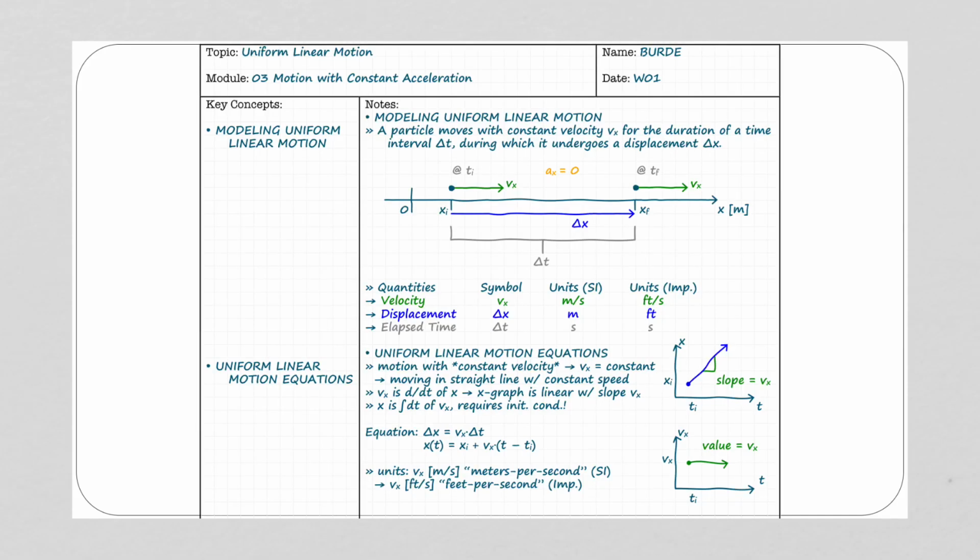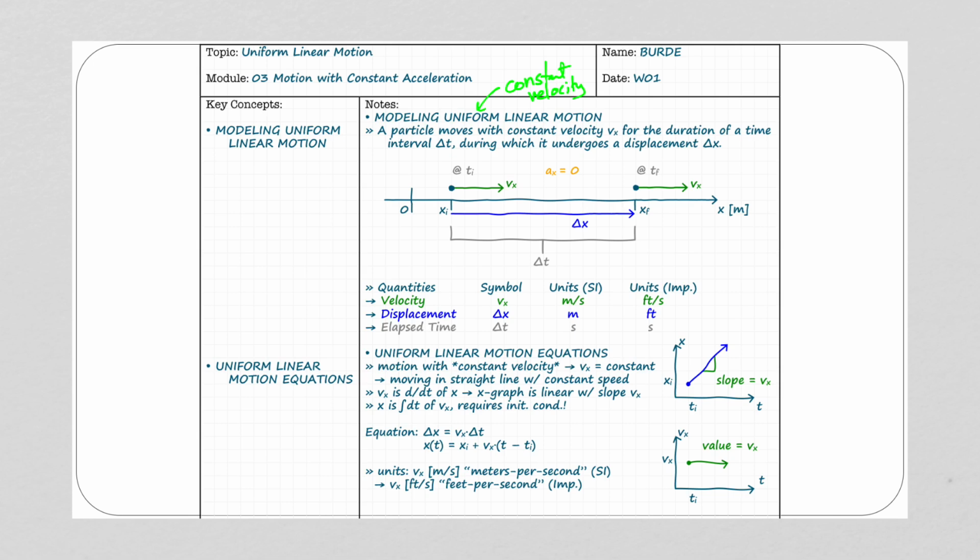Here we are considering uniform linear motion. The uniform part of uniform linear motion: uniform means the same. In this case, the thing that is the same is a constant velocity. Uniform linear motion is an object moving with constant velocity.